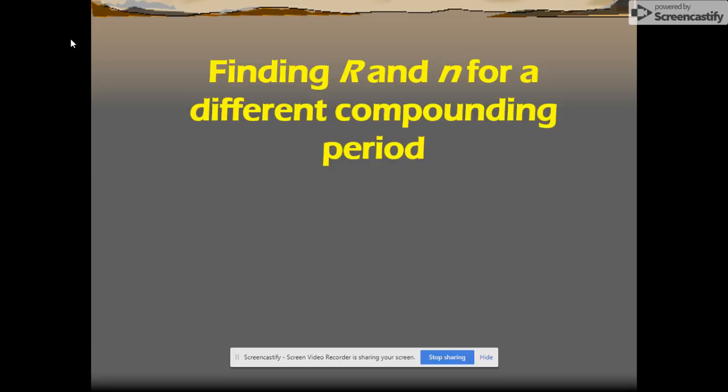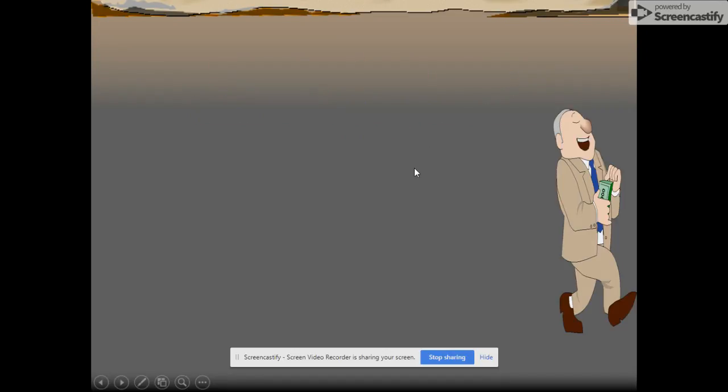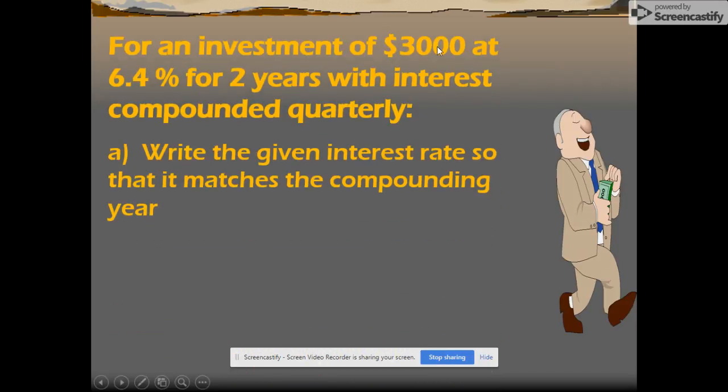All right, so now we're looking at finding the rate and then the number of terms for a different compounding period. So let's have a look at what I mean. For an investment of $3,000, it's 6.4% for 2 years, which is very normal, with interest compounded quarterly.